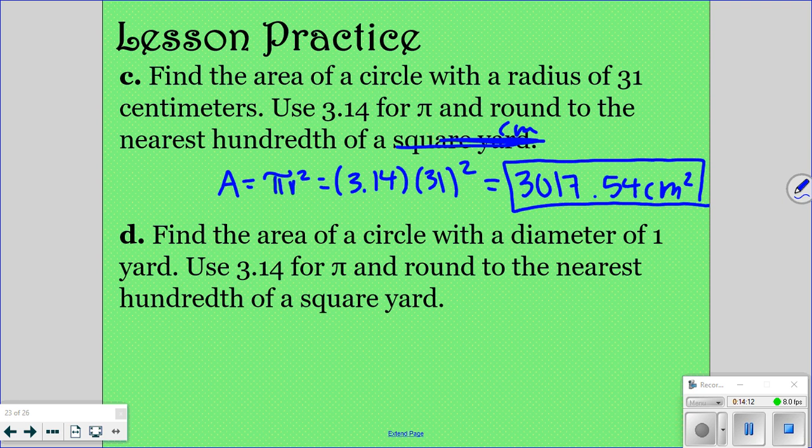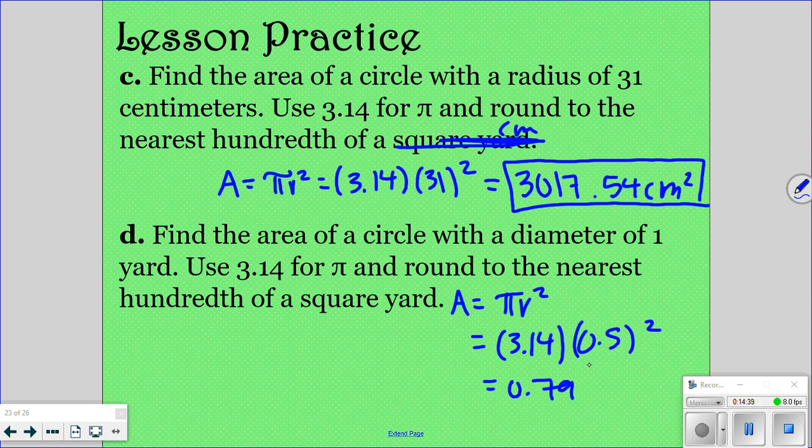Okay, so now we're going to do the next one. We want to find the area. So area is pi r squared, and it says use 3.14. And then our radius, they tell us our diameter is 1, so our radius is going to be a half. So if you do 3.14 times 1/2 squared, you should get 0.79, and then units are yards squared. So that would be your answer for that one.